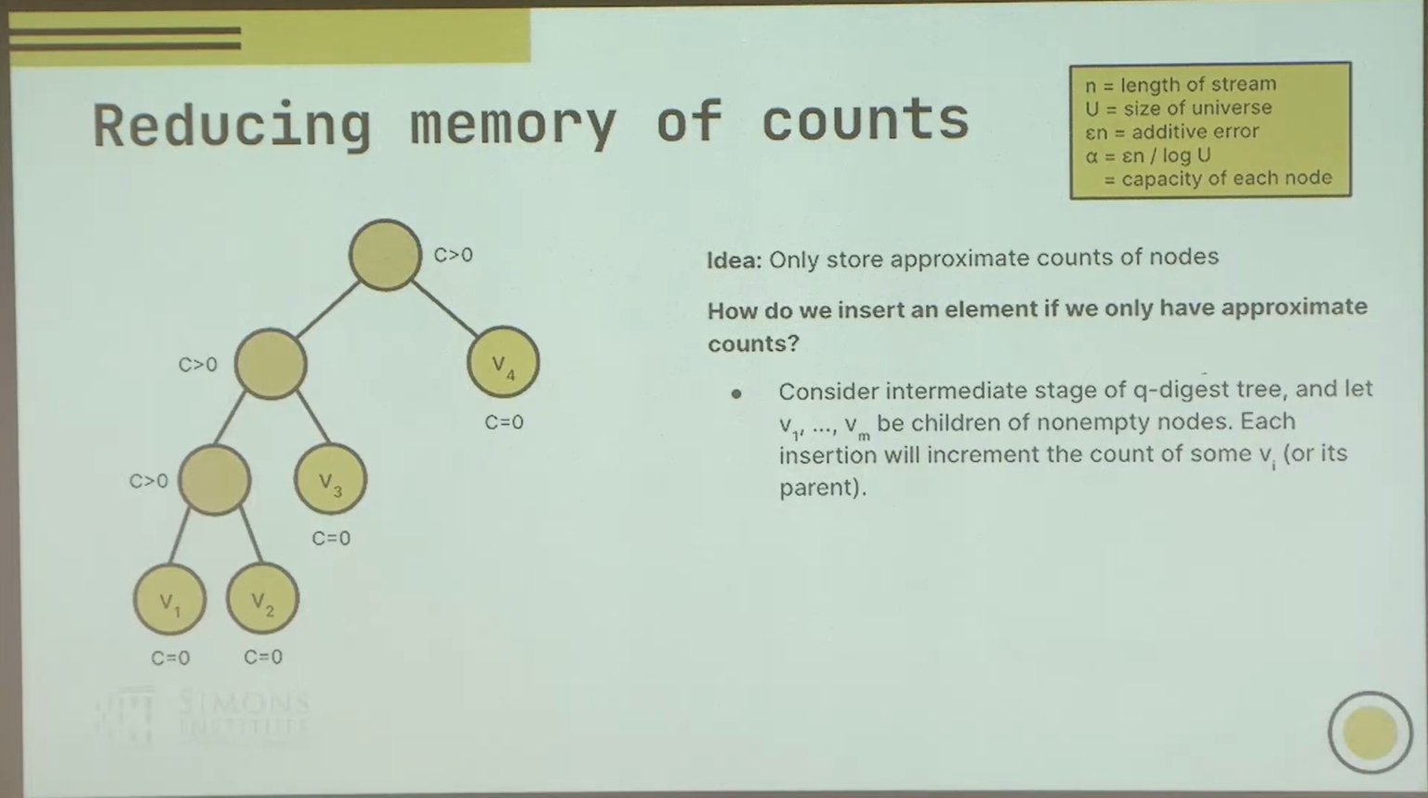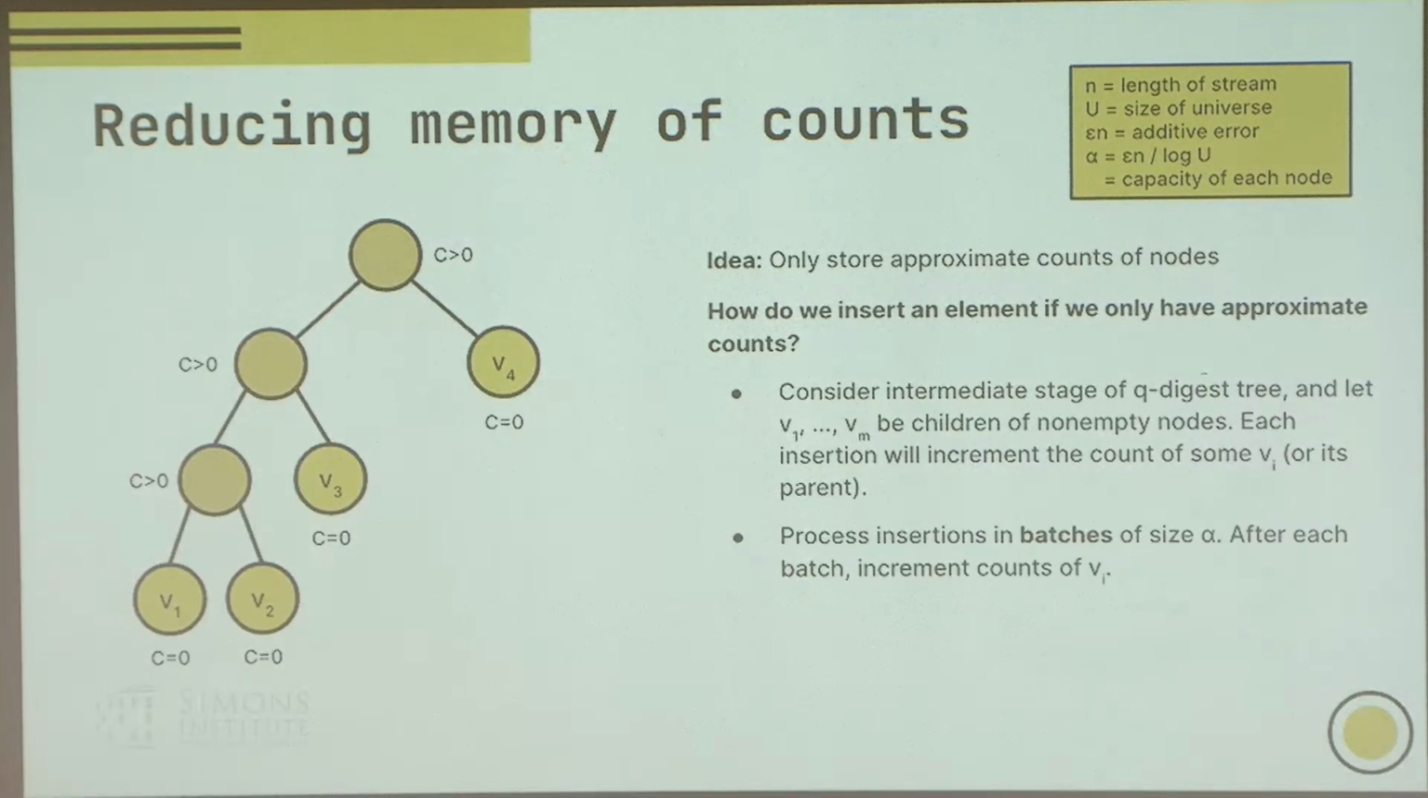And every time we insert an element into the QDigest tree, I'm lying a little. We basically want to increase the count of some Vi by 1. We might actually want to increase the count of its parent if the parent is not yet full. But we can do that in a post-processing step, right? We can always move weight from Vi to its parent. So let's imagine for now that every time we insert, we just increment a count of some Vi directly.